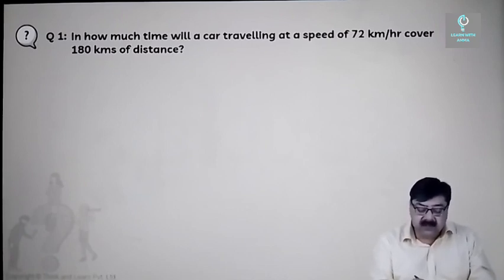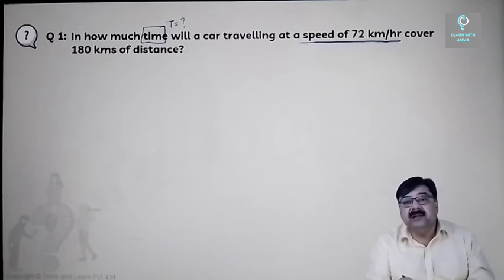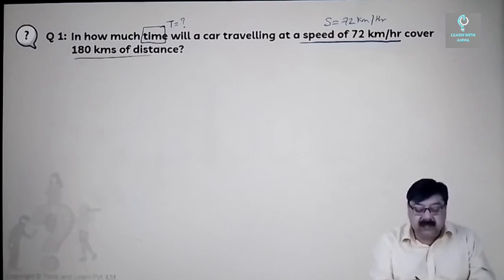In how much time? So what is it that you need to find out? You need to find out time. Will a car traveling at a speed of 72 kilometer per hour, now what is given here? Speed is given to us, that is 72 kilometer per hour. Cover 180 kilometers of distance. So distance is given to you as 180 kilometers.